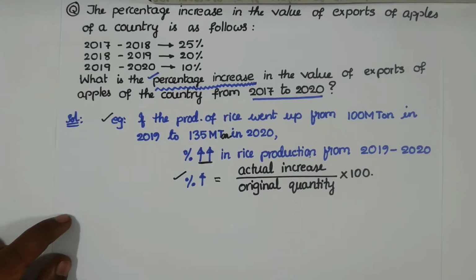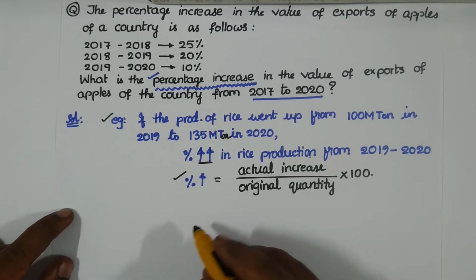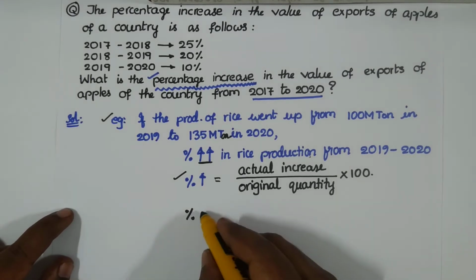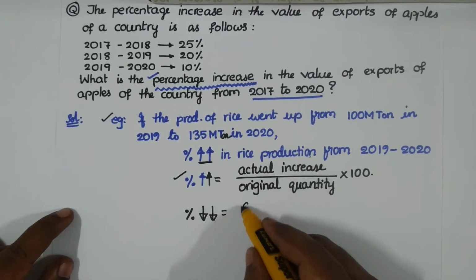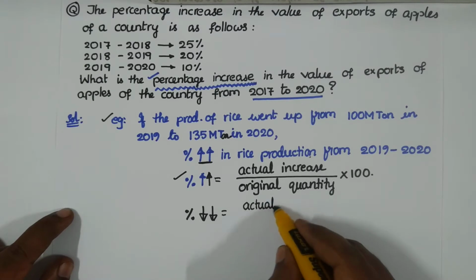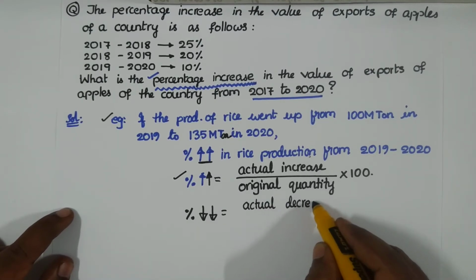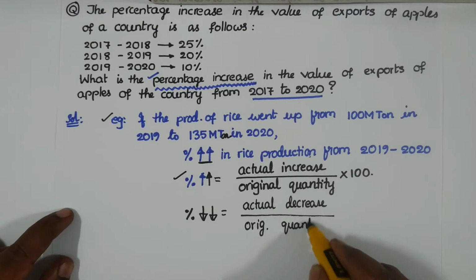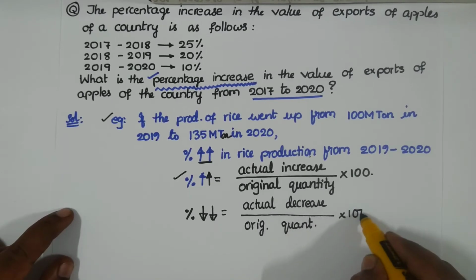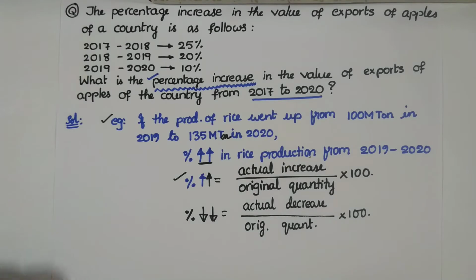Similarly, if someone is asking you what is percentage decrease, percentage decrease equals actual decrease divided by original quantity, multiplied by 100.